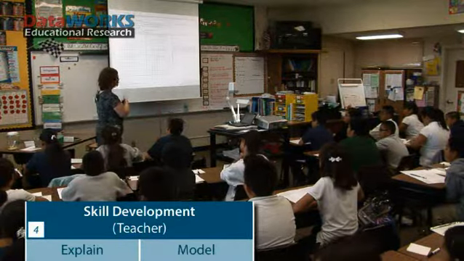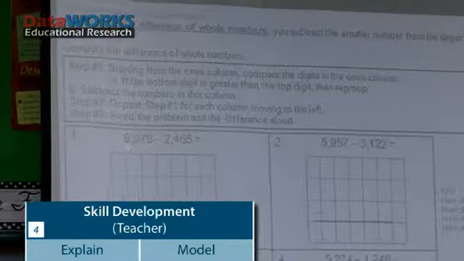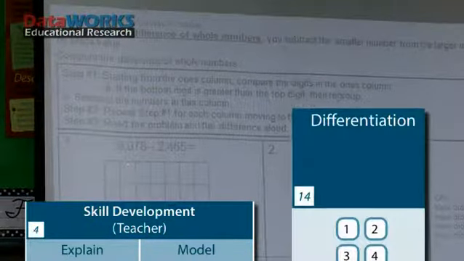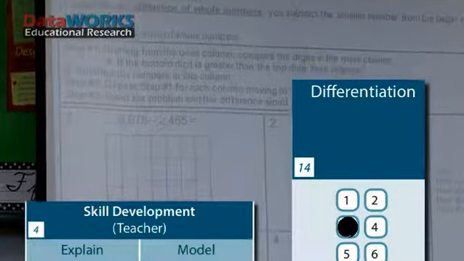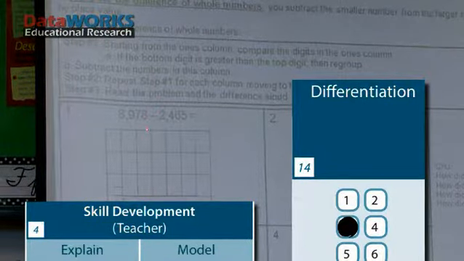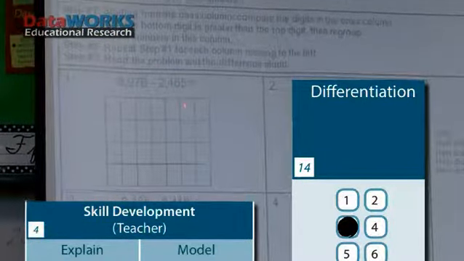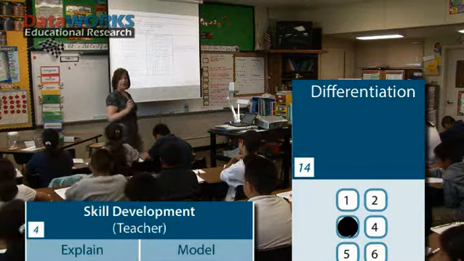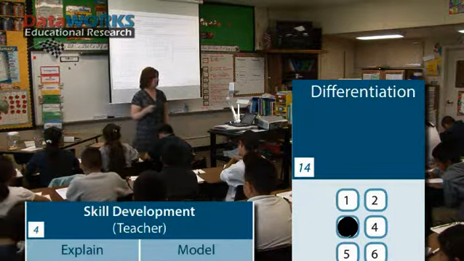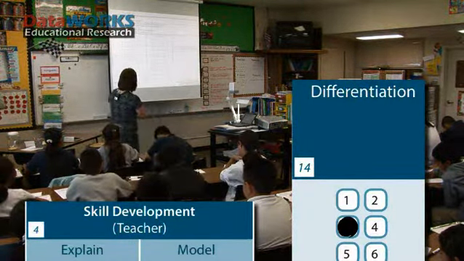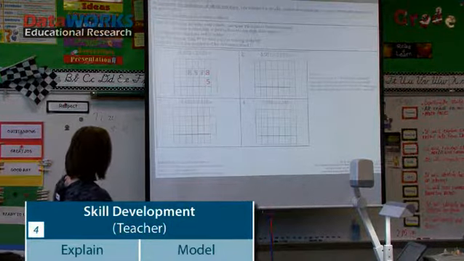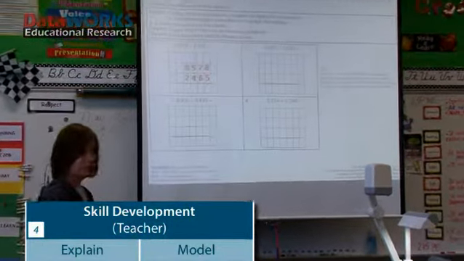I want to look at my problem. Let's read this together. Number 1, 8,978 subtract 2,465. All right, so I know that I have to line those up by the place value or stack them. So I'm going to do that. So I have my problem lined up according to place value.